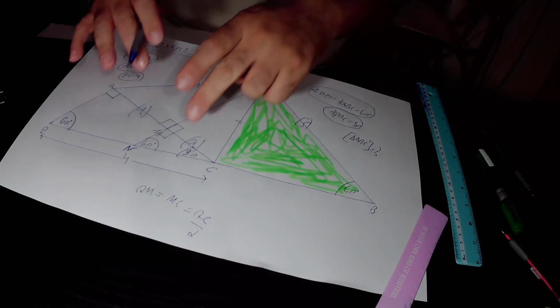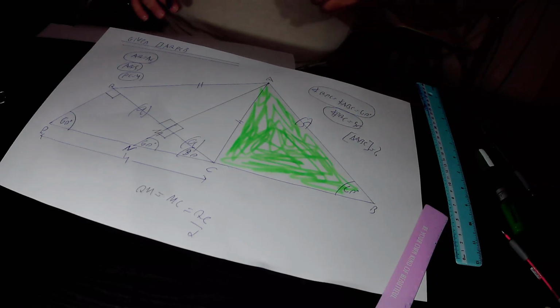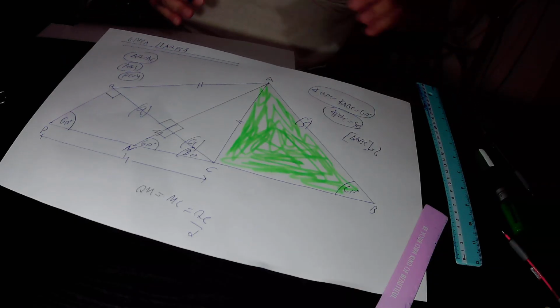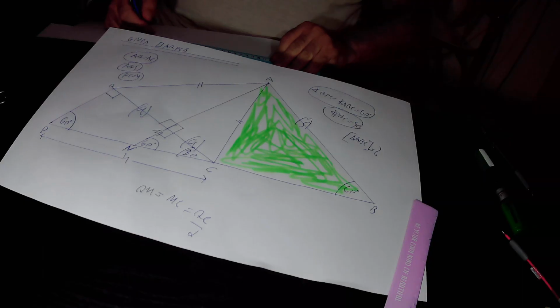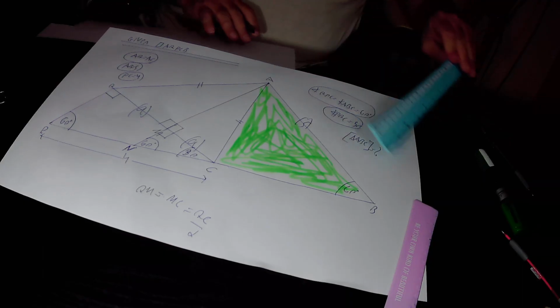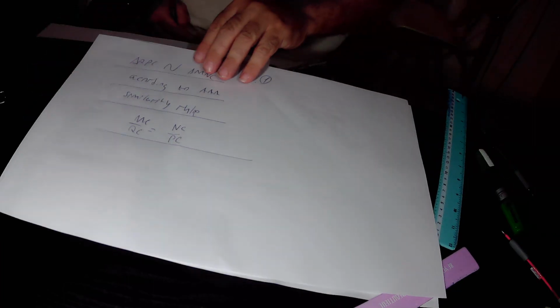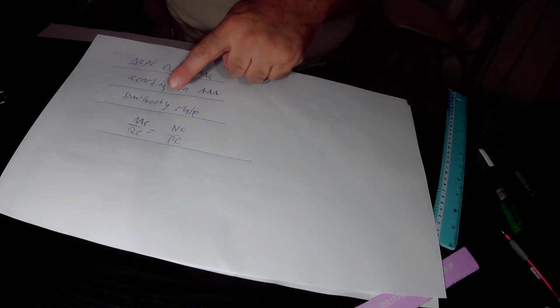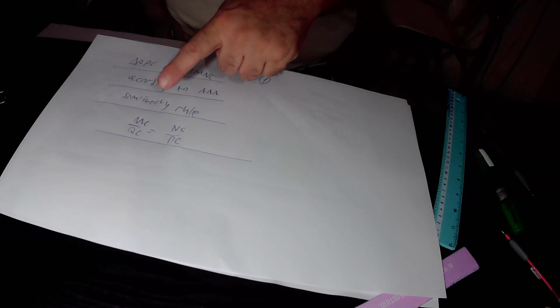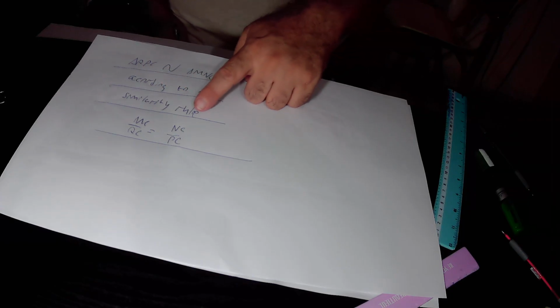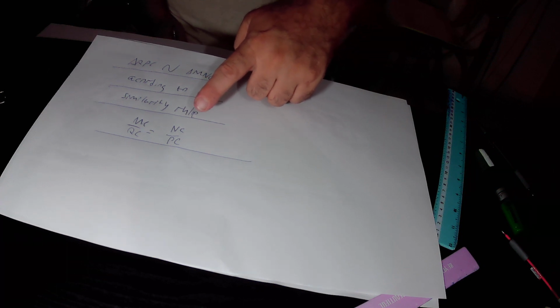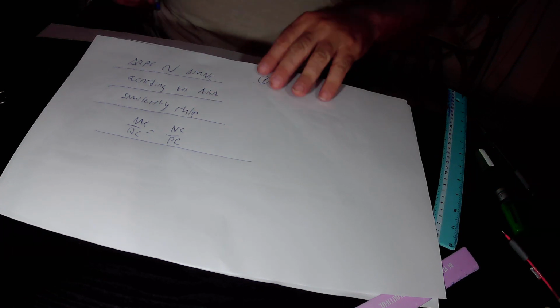And again, from the fact that those two right triangles are similar to each other, we derive that the following relationship exists between their sides. We derive that side MC of the small right triangle MNC over side QC of the big right triangle QPC is equal to side NC of the small right triangle MNC over side PC of the big right triangle QPC.